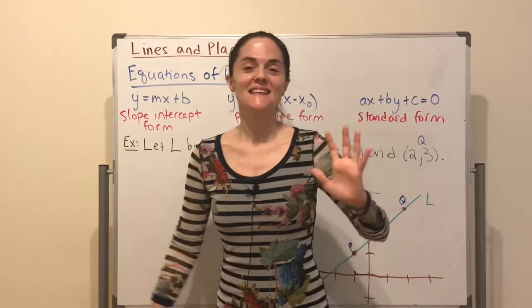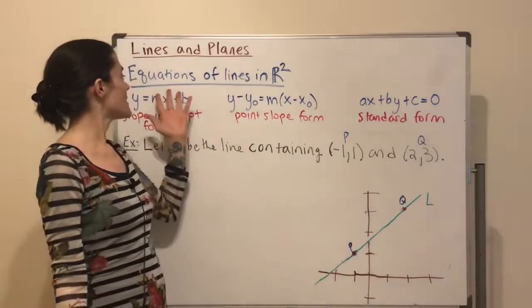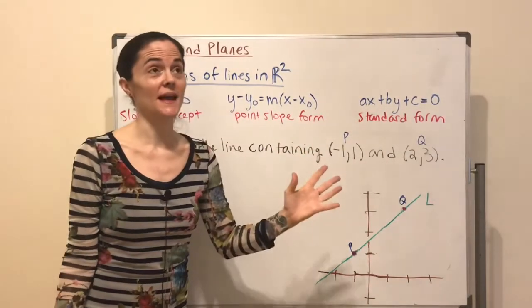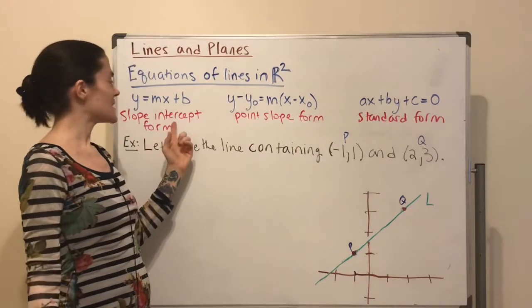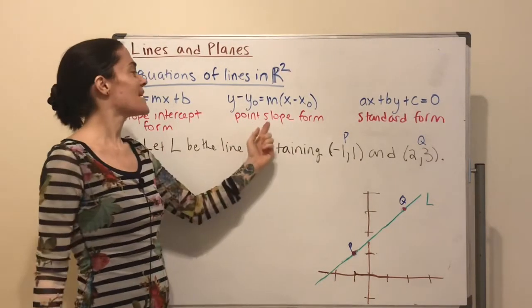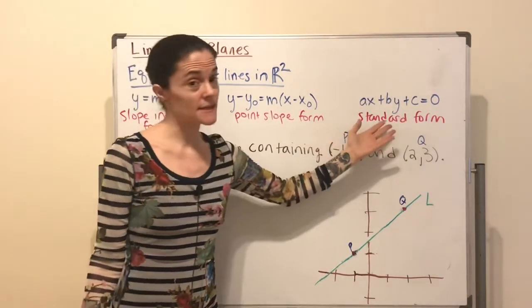Today we discuss lines and planes. We begin with lines in R2, and this is something everyone has seen. In particular, we have seen slope-intercept form. We have seen point-slope form. And it's likely you've seen this standard form.